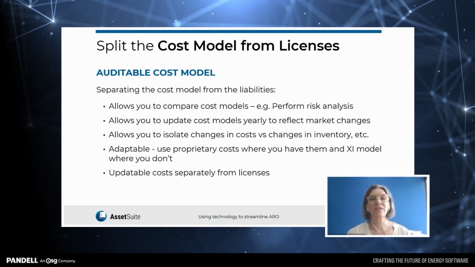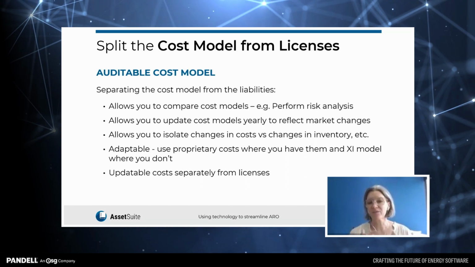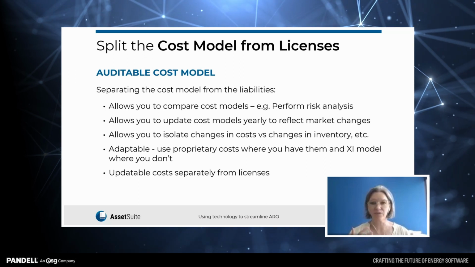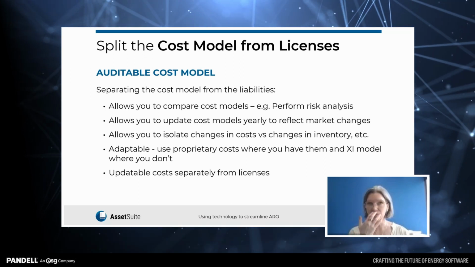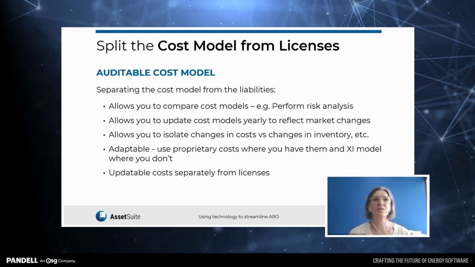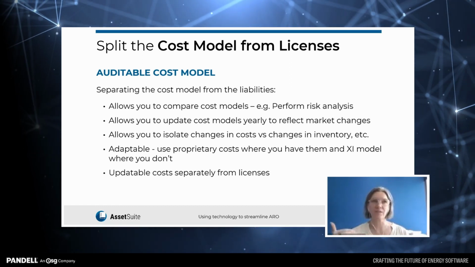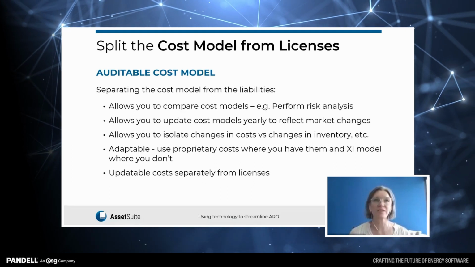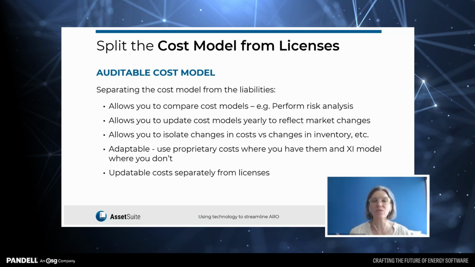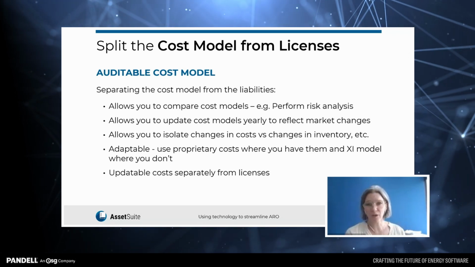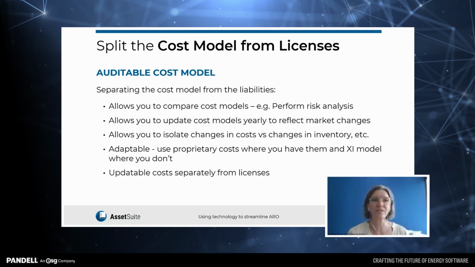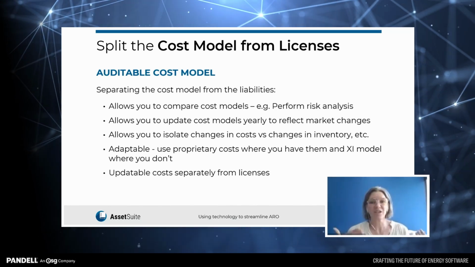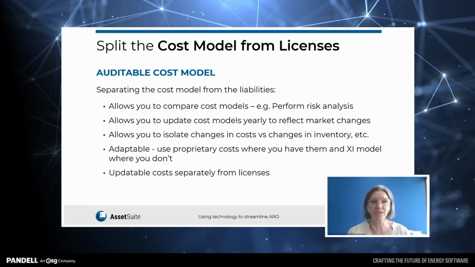Okay, so one of the other things that we highly recommend, even if you're using a spreadsheet or some other methodology to do your ARO analysis, is splitting the cost model from the licenses so that you can update them separately. This allows you to compare cost models to perform risk analysis. It allows you to update your cost models yearly or more throughout the year in order to reflect market changes. It allows you to isolate those changes in your costs versus changes in inventory, which is a requirement of your ARO calculations at the end of the day.